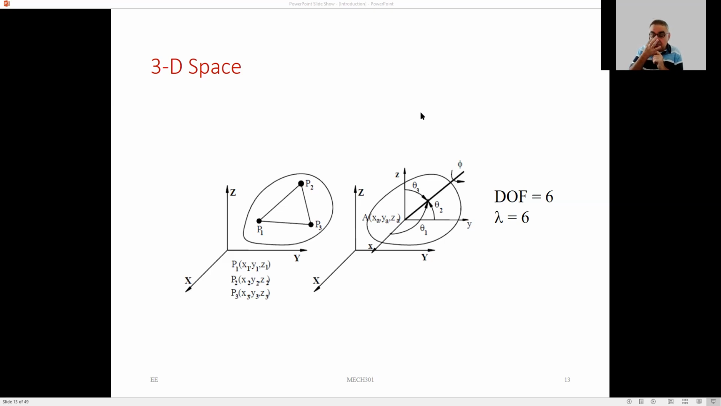3 translations, in the X, Y, Z directions, but on top of that, there are 3 rotations: rotation about the x-axis, rotation about the y-axis, and rotation about the z-axis. 3 translations and 3 rotations are possible. Therefore, the degree of freedom of 3-dimensional space is 6. An object in 3-dimensional space has 6 degrees of freedom. So just keep this in mind. We will be using these in the coming lectures.